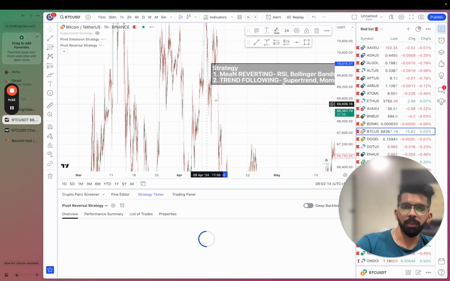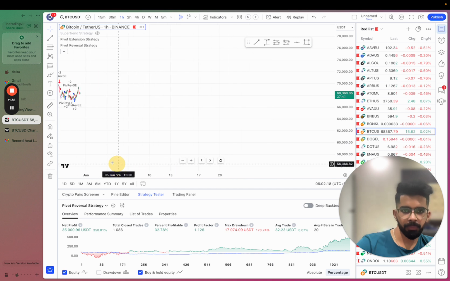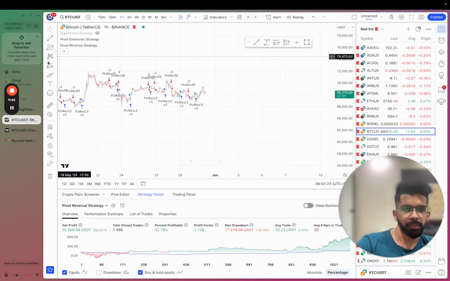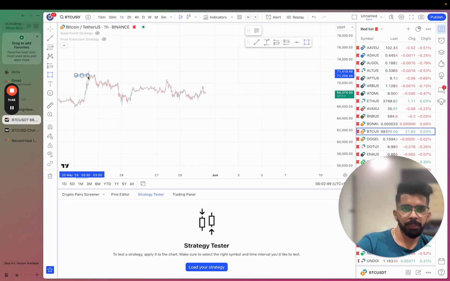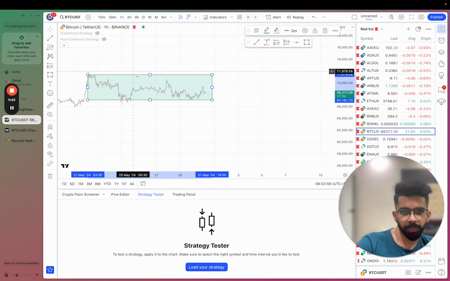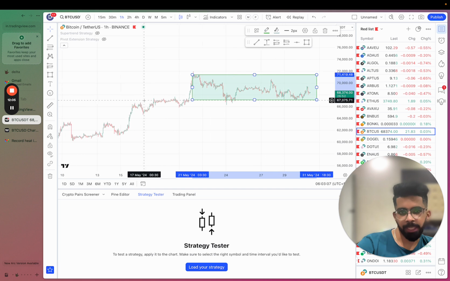So Bitcoin has been trading in a sideways pattern since the past few days, and it has been staying inside this very narrow range of 2000 to 3000 points, as you can see from the low of 68,000 to the high of 71,000 to 72,000. And an RSI strategy or a Bollinger Band strategy would have outperformed in times like this.